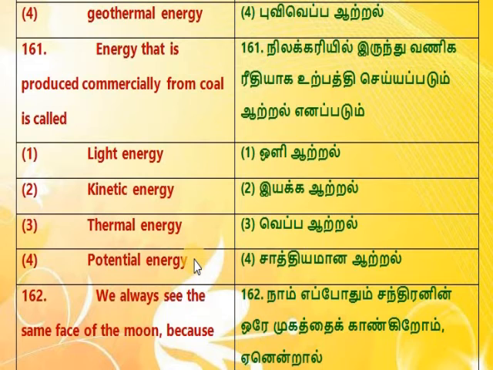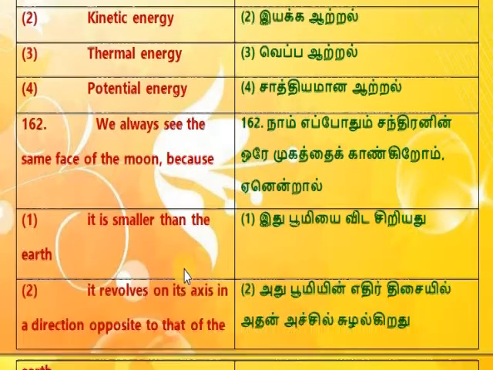161. Energy that is produced commercially from coal is called 1. Light energy. 2. Kinetic energy. 3. Thermal energy. 4. Potential energy.